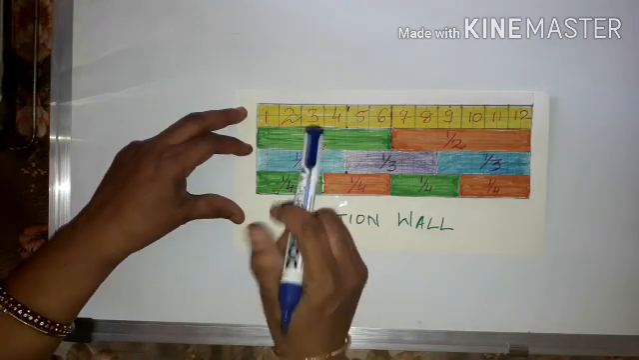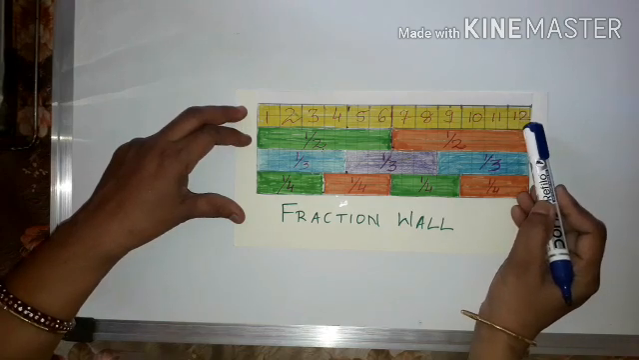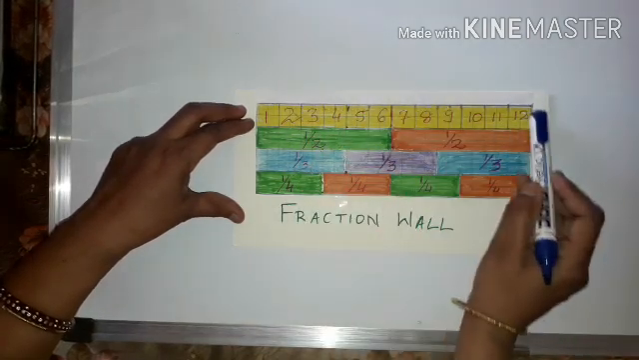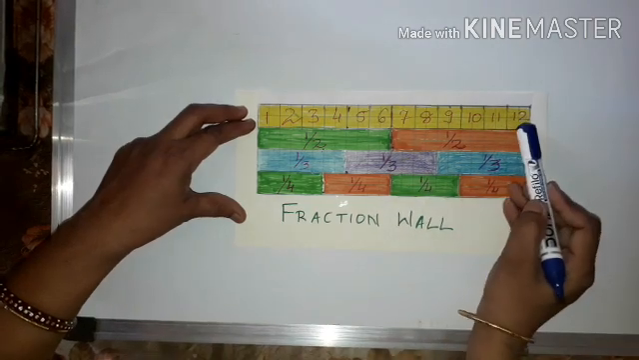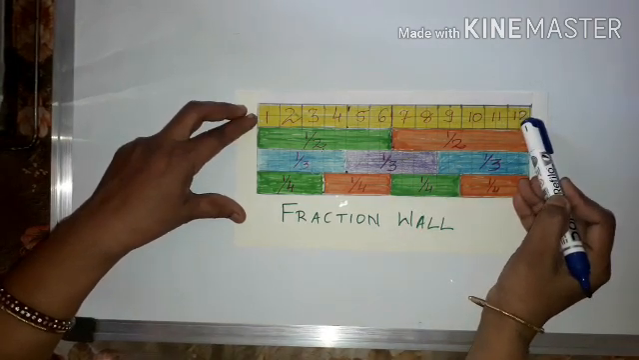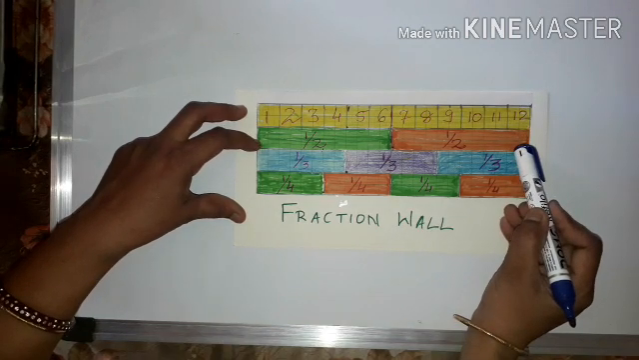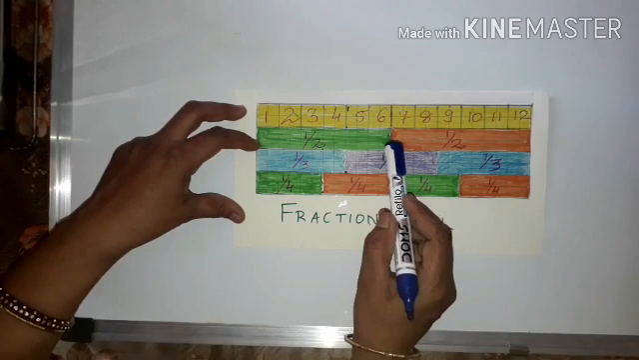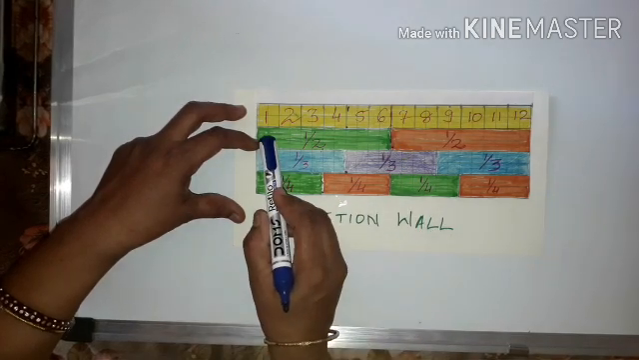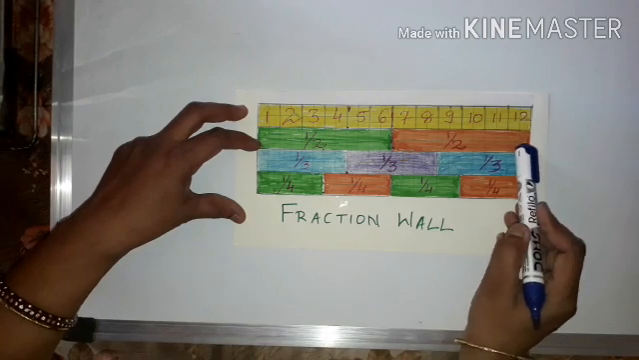Here you can see the first strip, the numbers up to 12 are written. That is, a strip is divided into 12 equal parts. Now half of 12, that is 6. Second strip is shaded as 6 parts in green and 6 parts in orange.